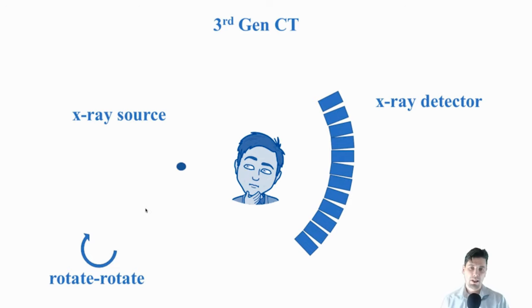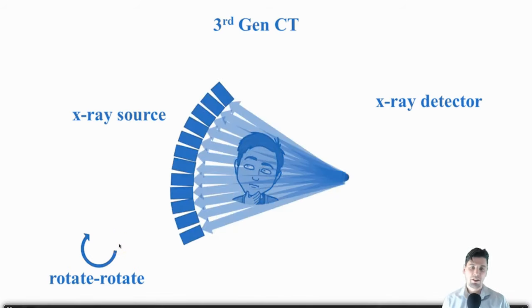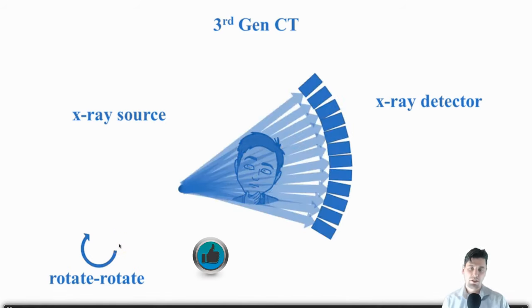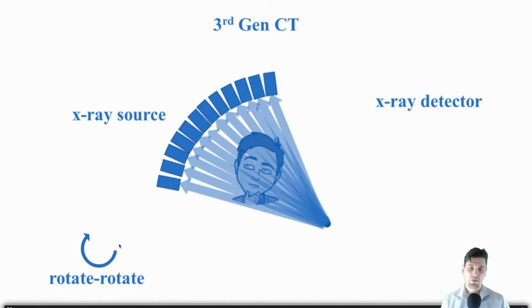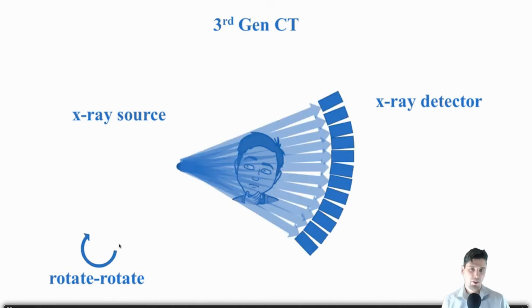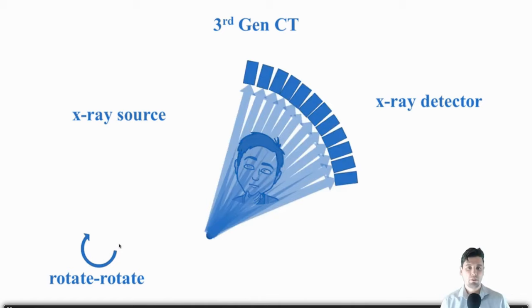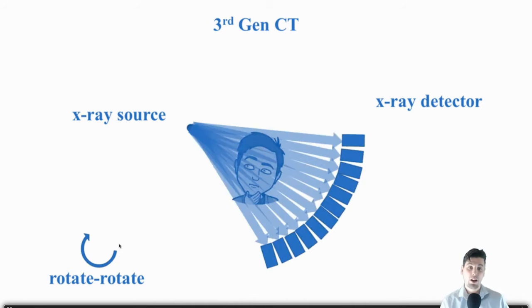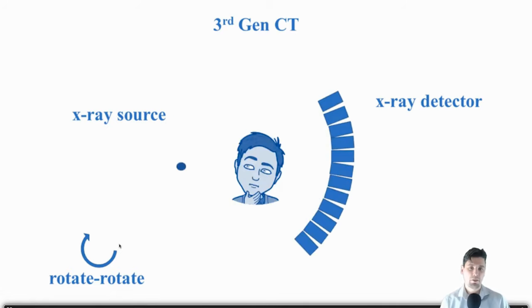So this is what's really nice about the third gen CT. There's no translation necessary anymore. Now it's just rotation. So rotation of both the X-ray source and the X-ray detector. And third generation CT is what really survived in terms of modern CT. We'll talk about fourth and fifth generation CT architectures, but those haven't really survived.